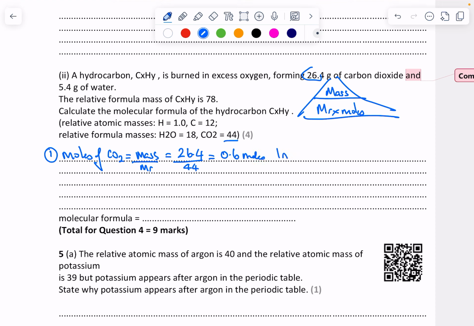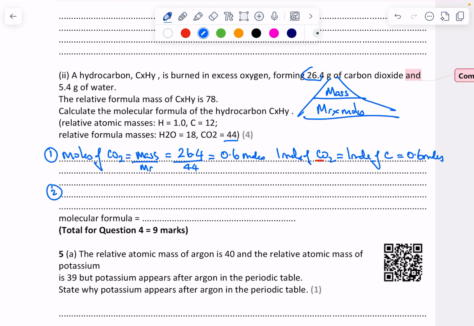Now, because 1 mole of CO2 equals 1 mole of carbon, and that's because there is 1 carbon in that structure, here I've also got 0.6 moles of carbon.